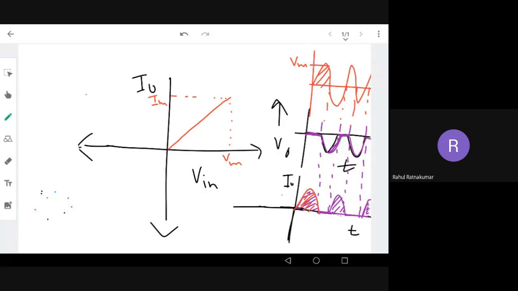Now what about the negative cycle? When the voltage is negative, you can see the voltage is negative here in the top. What happened? There is no current. Output is negative. Output waveform I'm getting negative, but my output current is zero because the diode is cut off, right? So when the voltage is negative, I don't get any current. So this is my I out versus V in plot.